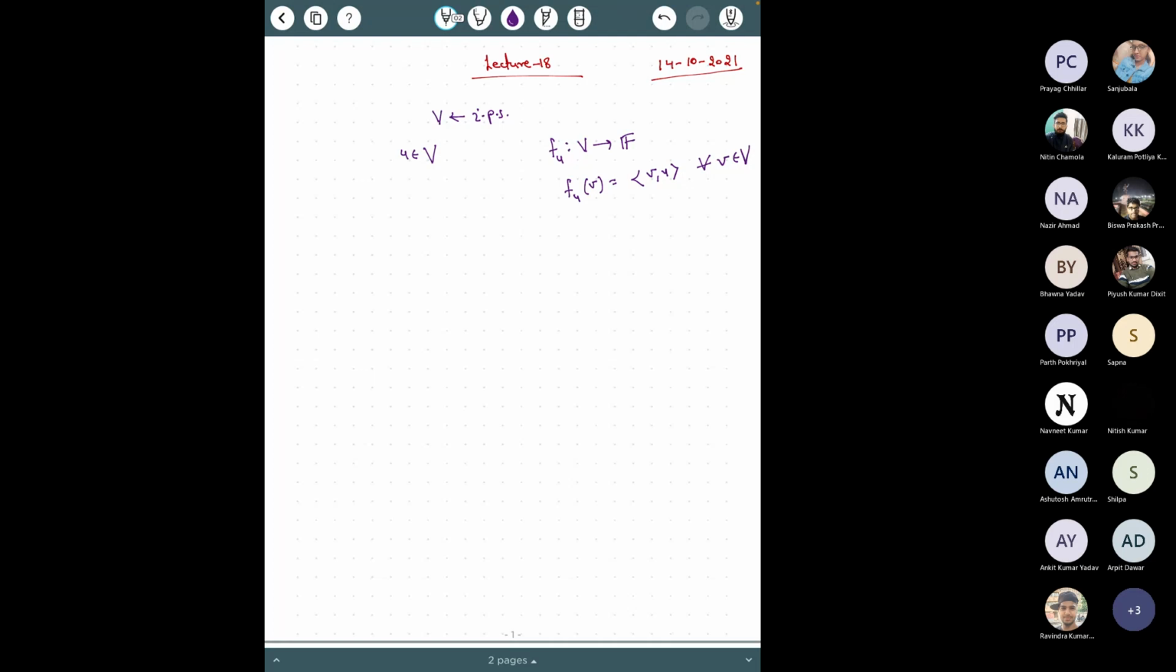In fact, we then asked whether the converse is also true. That means, if we are given a linear functional F, can we find a vector in V such that F has this form? The answer to this question is not true, or we cannot do it, if V is an infinite dimensional inner product space. But if V is a finite dimensional inner product space, then we can always do it.